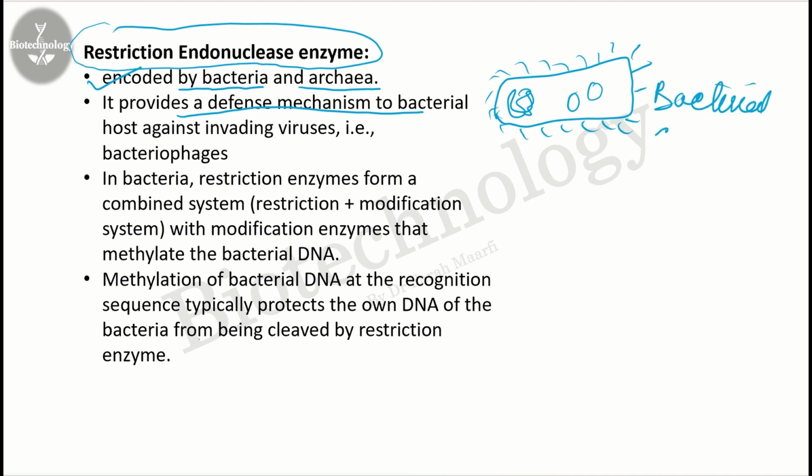Bacterial cell. Suppose some virus, for example, a bacteriophage, comes to attack it, right? Then the restriction enzyme present inside this bacteria provides protection against this virus by chopping down its genetic material.